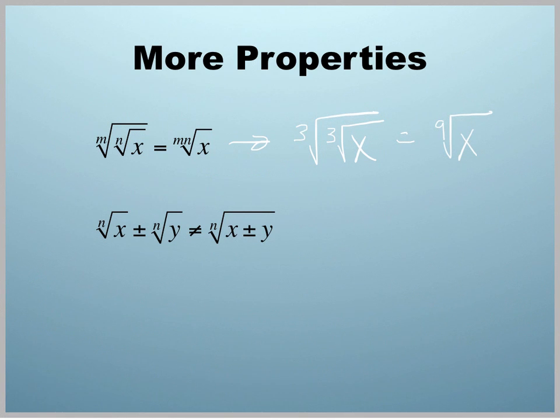Now this last property is really not a property, it's a mistake that a lot of people make. Notice if you have two radicals in this case, they're either being added or subtracted. Even though they have the same index, you cannot combine them into a single radical. In order to add or subtract radicals, which we'll discuss later, you have to have the same radicand underneath.